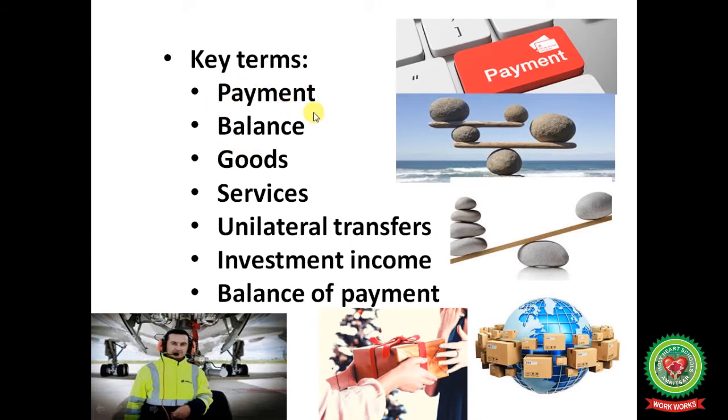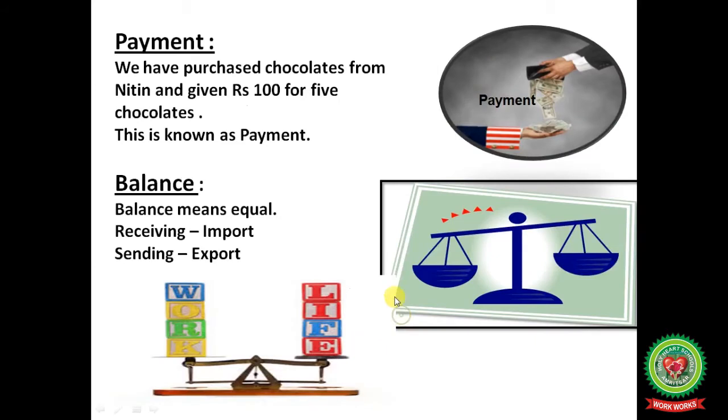First one is payment, balance, goods, services, unilateral transfers, investment income and balance of payment. First one is payment. What is the meaning of payment? Students, when you go to the market for the exchange of anything with the money that you deposit to the shopkeeper, that is known as payment. Suppose you have purchased the chocolates from the shopkeeper and given rupees 100 for 5 chocolates. This is known as payment.